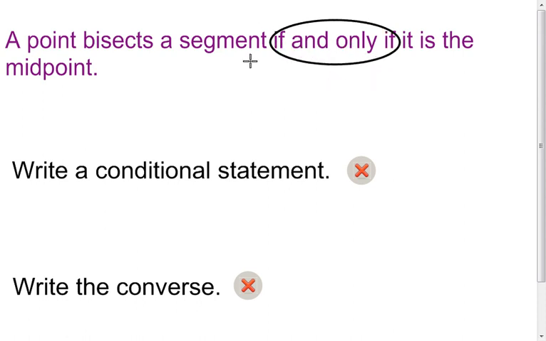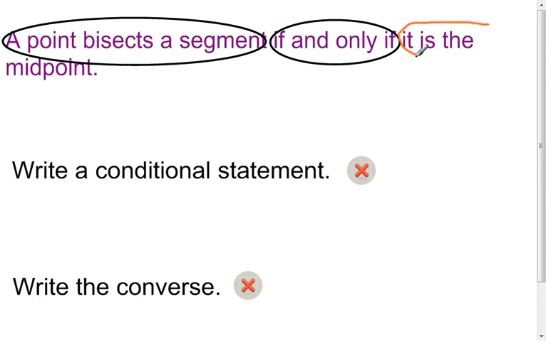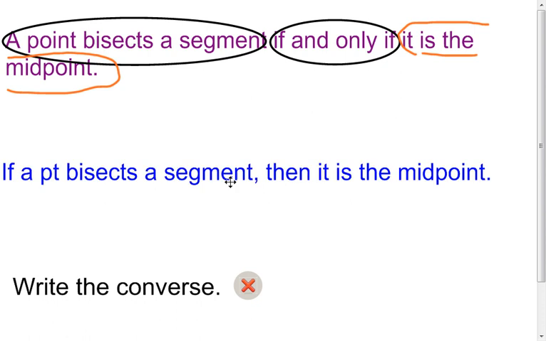Well, then what that's going to tell me is that I have the hypothesis. It's going to be in front of it. So this part right here is my hypothesis, and then it's going to be a little harder to circle all this. I'll give it a shot. Here, it is the midpoint. There's your conclusion. Well then, to write my conditional statement, I just have to say if a point bisects a segment, then it is the midpoint. And that's what I have for my conditional statement.